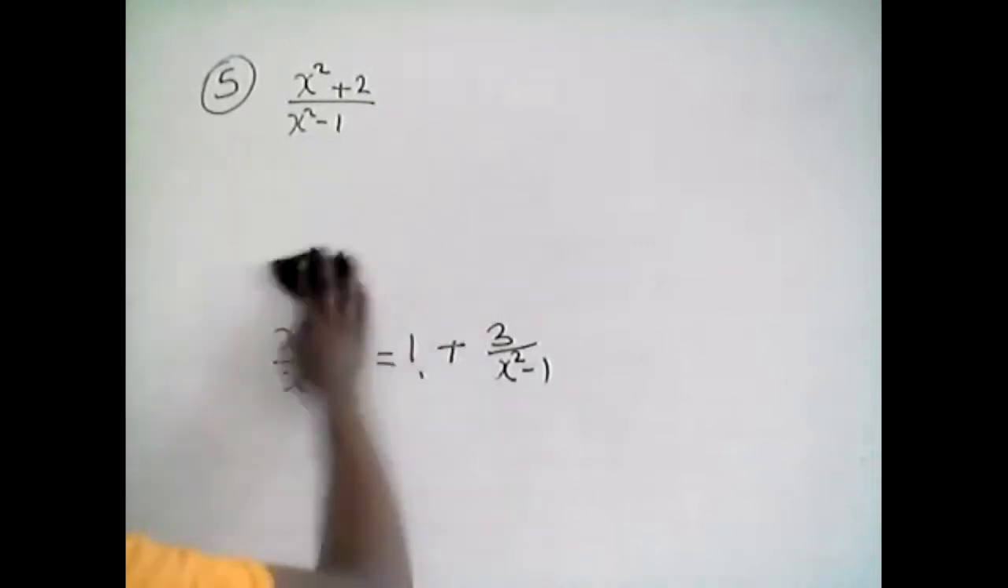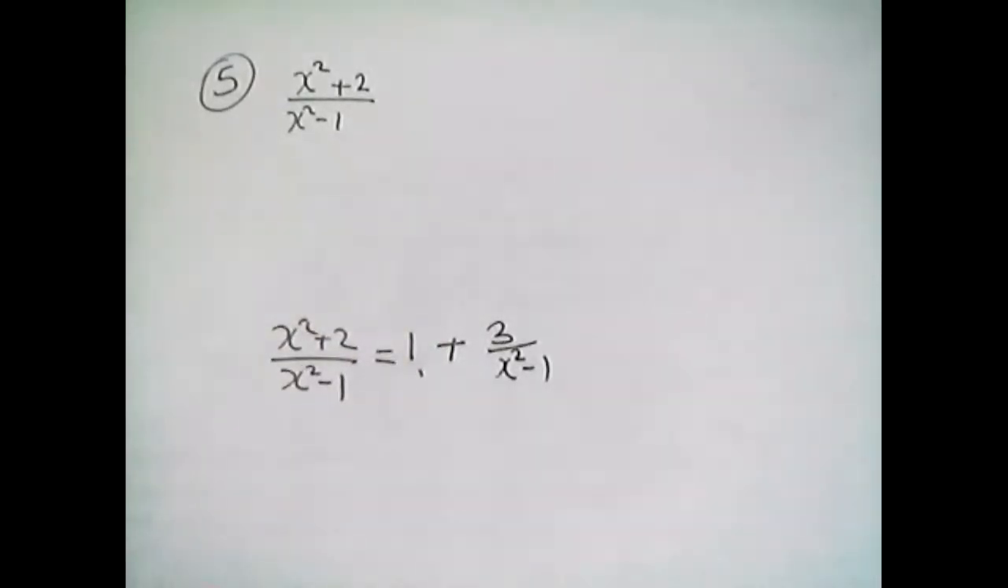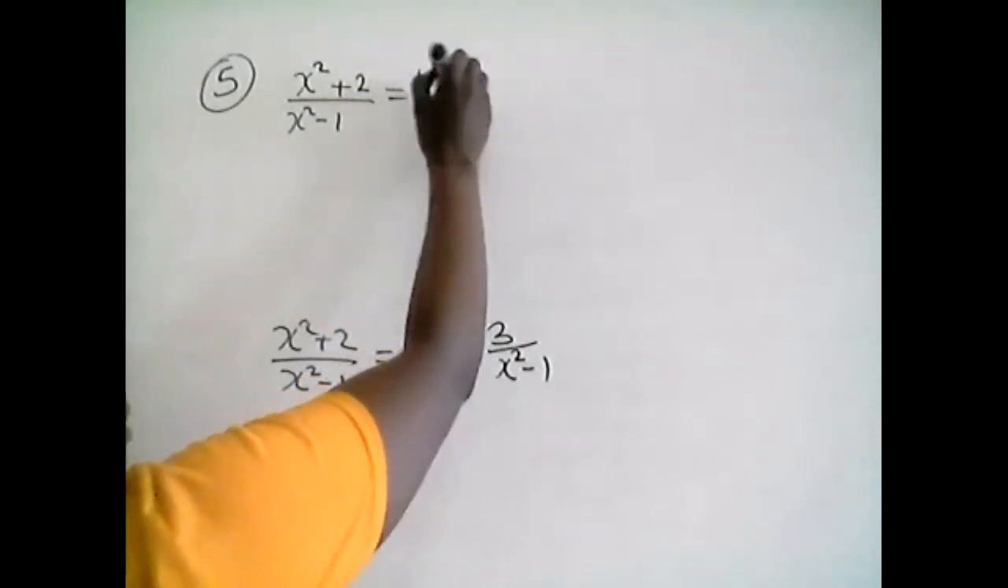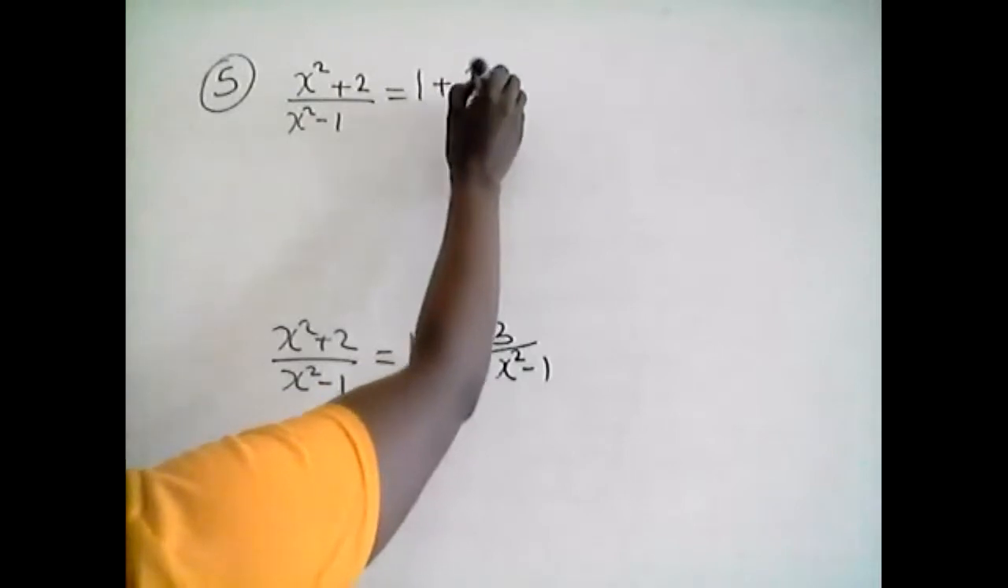So I can wrap this. And let's say this is just equal to 1, that's the minute, over x squared minus 1.